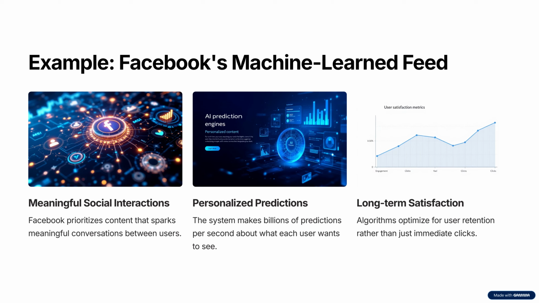And their focus, they say, is on meaningful social interactions, MSI. What does that mean in practice? They try to prioritize content that actually sparks conversations, that gets people talking to each other, strengthening connections rather than just passive scrolling or clicking like. So that's why sometimes an older post pops up if there's suddenly a lot of new comments on it. Exactly. The algorithm figures, hey, there's a conversation happening here, you might want to join.